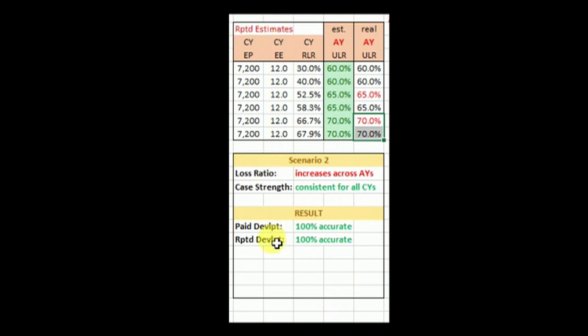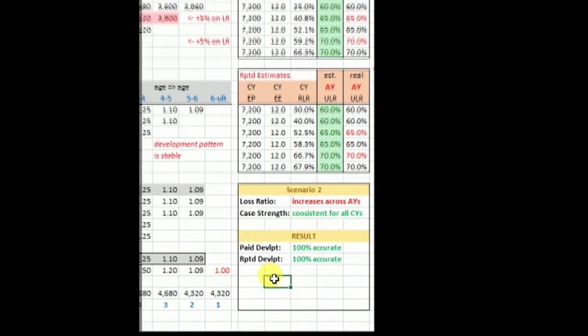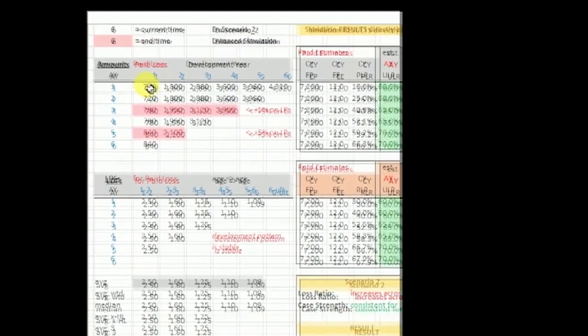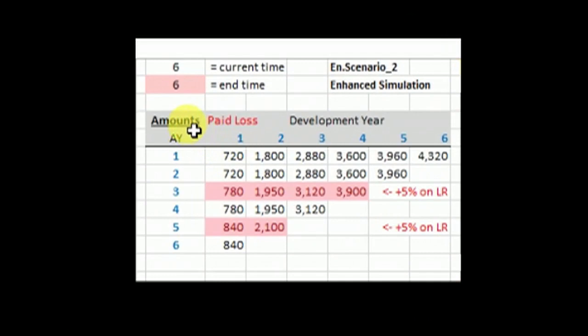The result I'm going to explain is this. If the only thing that changes is the real accident year loss ratio, then the paid and reported development methods will work. Let's look at the paid loss data. Accident years 1 and 2 are the same. Then there's a bump in the losses for accident years 3 and 4, which are both the same, and then another bump for accident years 5 and 6.